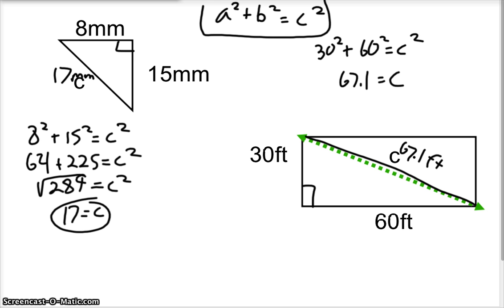Okay, so we can use this to problem solve. Again, our triangles must have right angles. Very important.